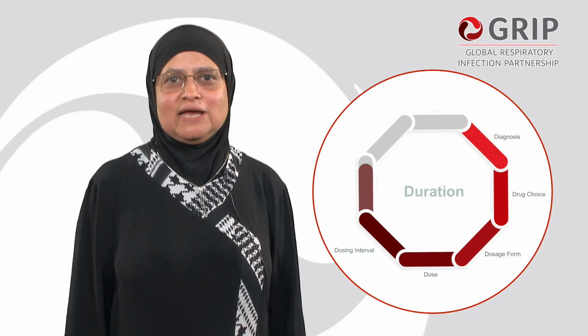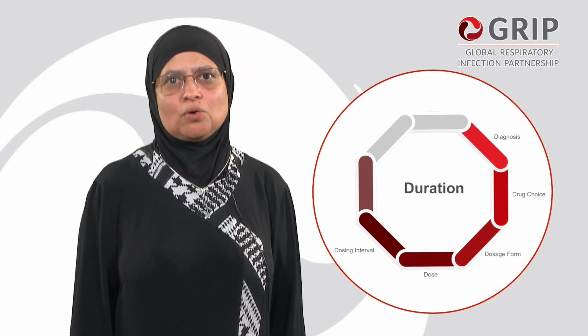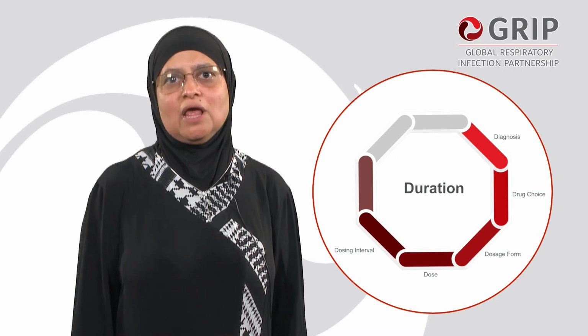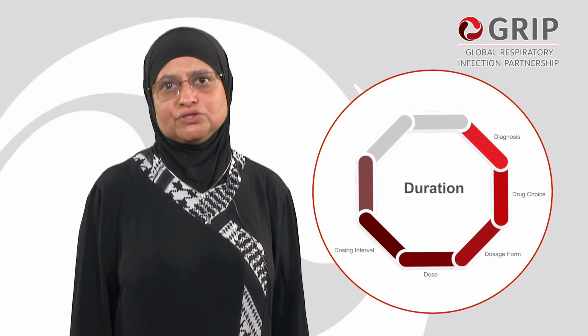The sixth D relates to duration. This brings in the debate on short course, high dose therapy versus the more traditional, conventional, longer duration of therapy. It is thought that the conventional, longer duration of therapy would cause more selection pressure for the development of resistance.